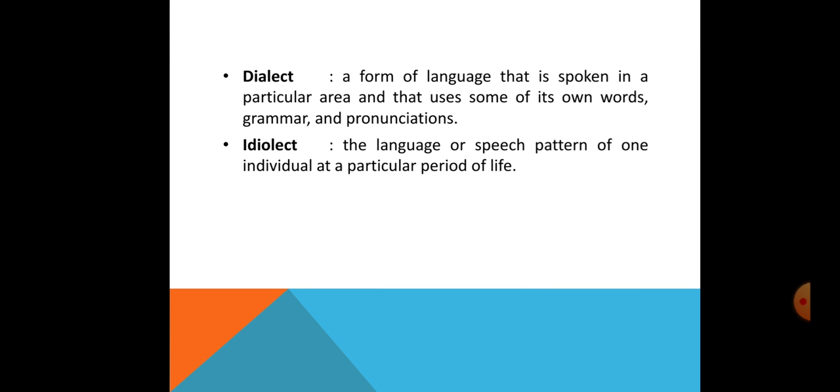Jadi kalau dialek itu adalah aksen atau dialek yang digunakan oleh sekelompok orang di area tertentu. Ya, misalnya tadi sudah saya contohkan di Banyumas pakai ngapak, di Jawa Tengah, di daerah Solo menggunakan bahasa Jawa Jogja, kemudian kalau di Jawa Timur menggunakan dialek arean. Sedangkan idiolek adalah the language atau bahasa yang digunakan oleh masing-masing individu.